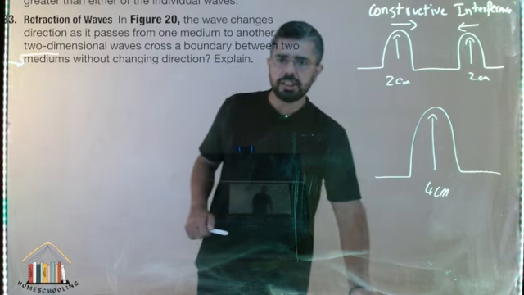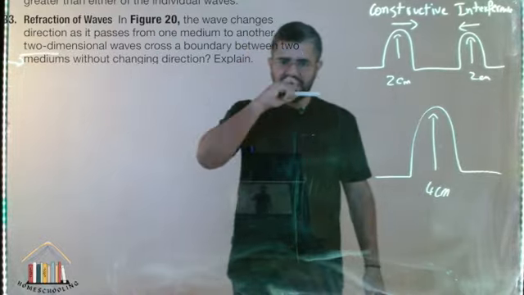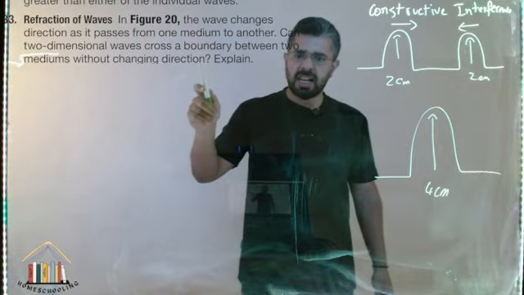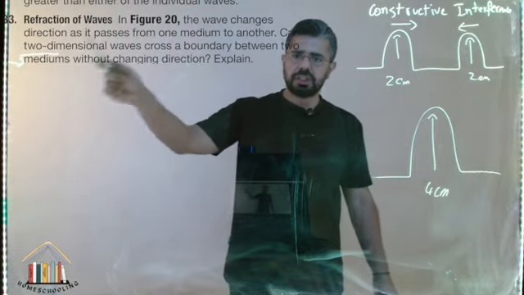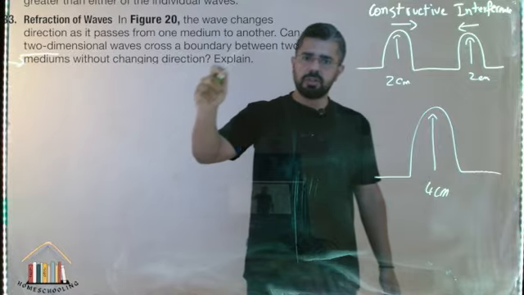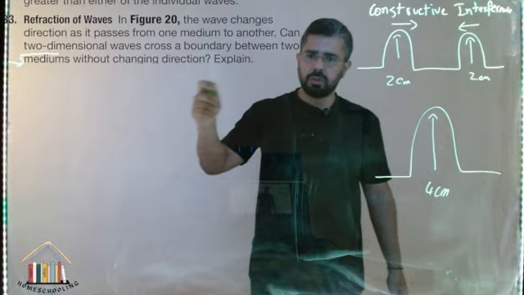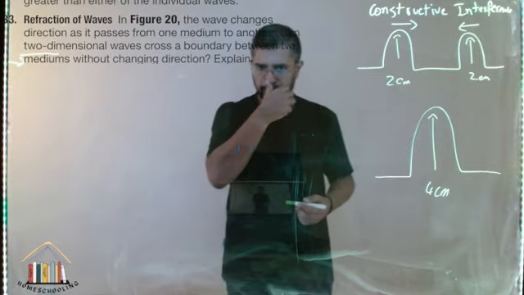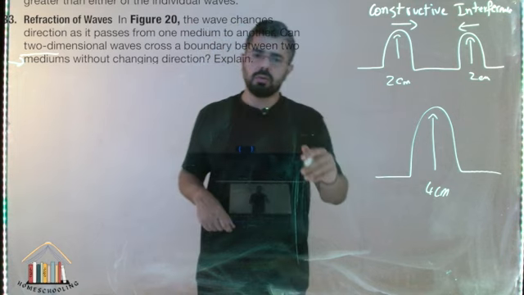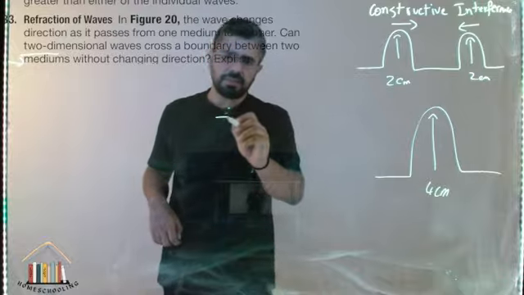The wave changes direction as it passes from one medium to another. Can a two-dimensional wave cross a boundary between two media without changing direction? We are talking about refraction, because we are talking about two different mediums. So can a wave go from one medium, let's say from the air to the water, without changing direction? Yes, this is possible, but at only one condition.